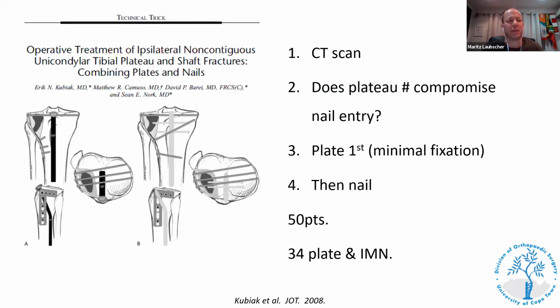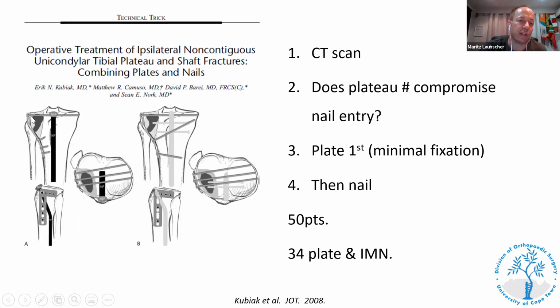And this is a paper that sequentially shows the technique of how you can treat it with a combination of open reduction, internal fixation, and nailing. Obviously, you need to CT scan first to plan. You do your plating first with minimal fixation. If you look at this axial, you mostly put your fixation posterior to the entry point first, and maybe some unicortical screws in the shaft. Then you do your nail, and then you complete your fixation.